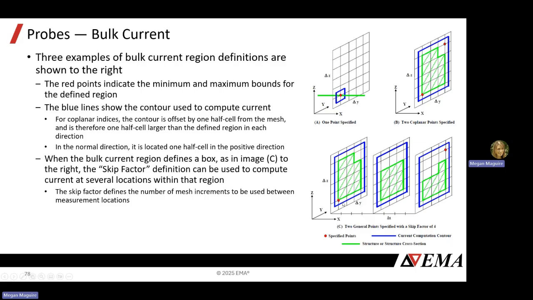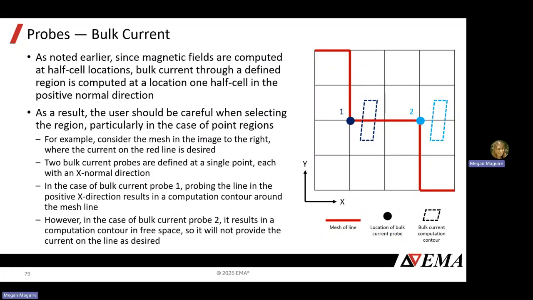So in this case, it'd be the current through this plane at every 4 cells from the min to the max, if you define a skip factor of 4 or something. One thing that you might run into with bulk current probes that can be easy to miss: since magnetic fields are computed at half cell locations, the current that's computed is 1 half cell in the positive normal direction from where you're defining it in the model.